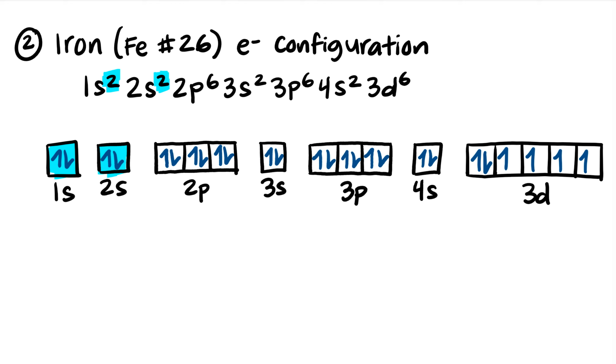Check. For 2p, I should have 6 electrons total. I do. Check. For 3s, 2. We're good. For 3p, we should have 6 total, and we do. Check. 4s, I should have 2. We're good. And then for 3d, I should have a total of 6. We do. And we have filled them in the correct order. 1 up arrow per box before we go back and do any downs.